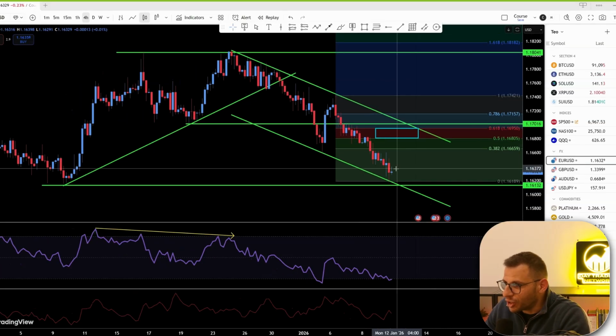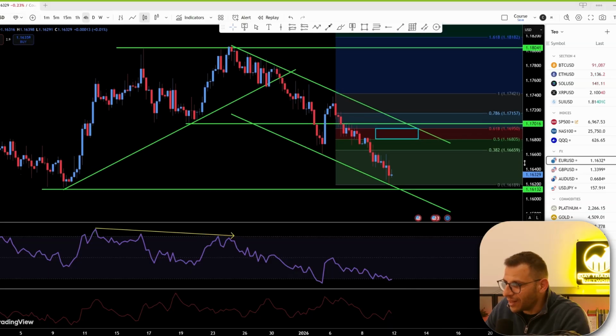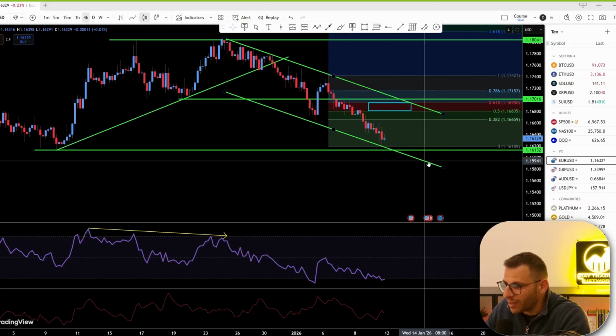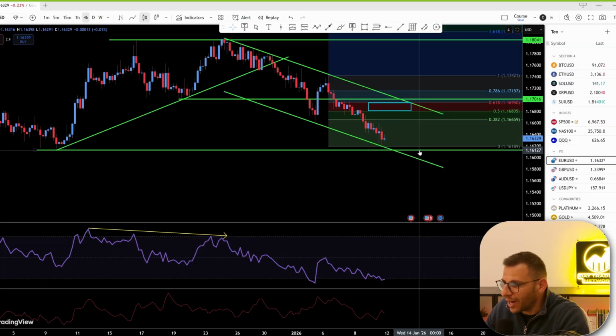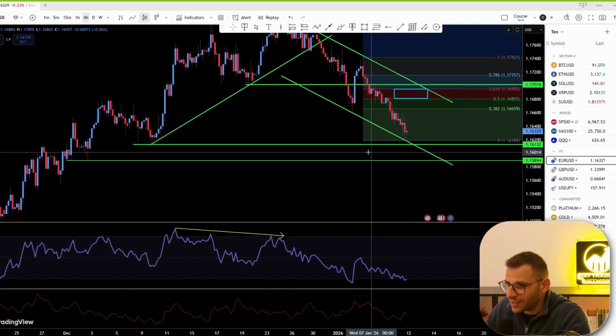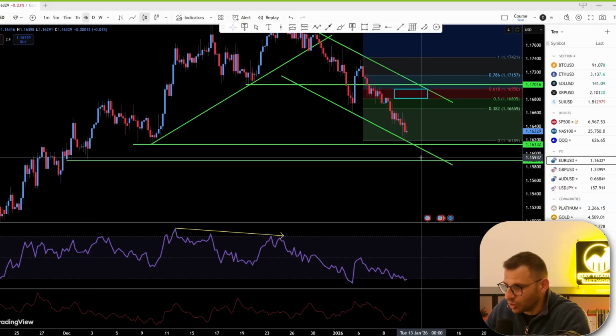If the price reaches this level and declines, then the next key level of support will be definitely anywhere between the return line or last week's support. If the price drops further, then the next key level of support will be this one here.